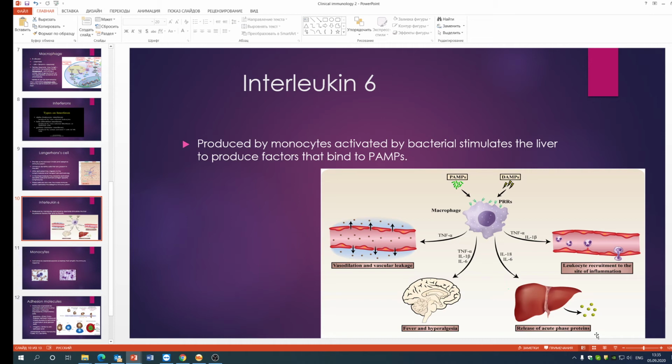Fibrinogen is formed, and C-reactive protein acts as an opsonin and activates complement. It also activates the brain hypothalamus, which results in increased temperature, or fever, and hyperalgesia.